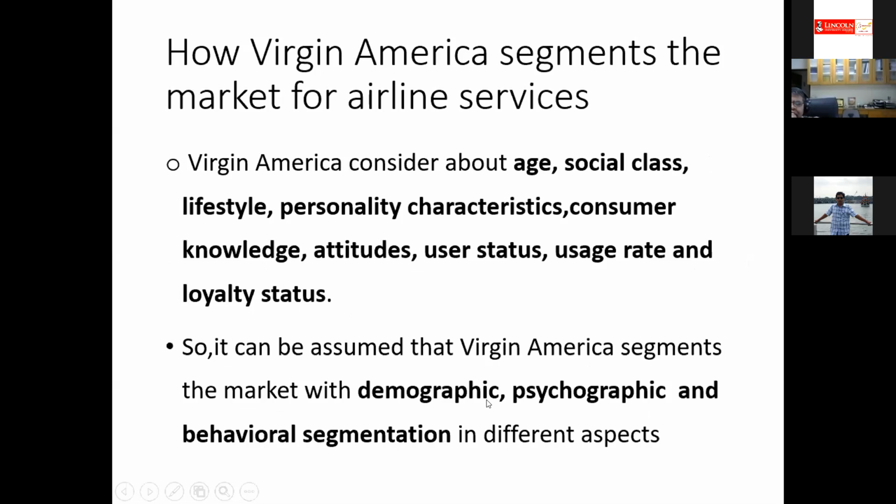In this, we can see Virgin America considers age, social class, lifestyle, personality characteristics, consumer knowledge, attitudes, user status, usage rate, and loyalty status. So it can be assumed that Virgin America segments the market with demographic, psychographic, and behavioral segmentation in different aspects.